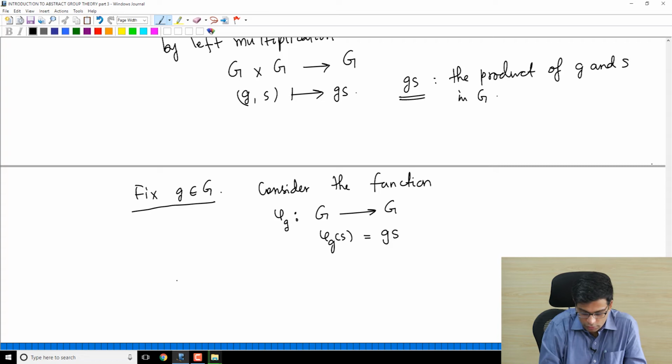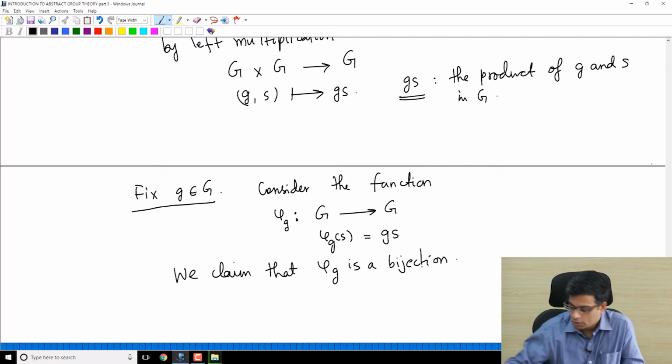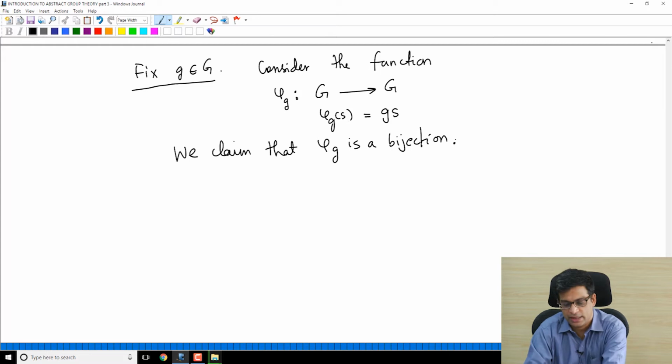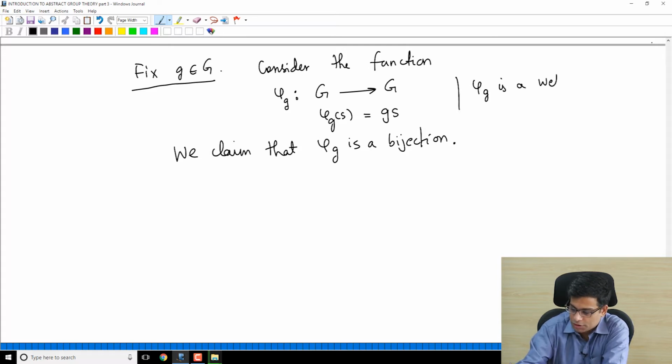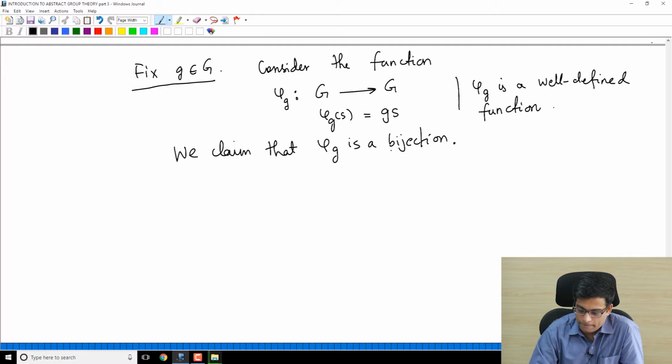We claim that phi g is a bijection. See, certainly phi g is a well-defined function, right? It takes an s and maps it to gs. So there is no problem. Phi g is a well-defined function. Now let's take this function and we want to show it's a bijection. So in other words, we want to check it is 1-1 and it is onto.